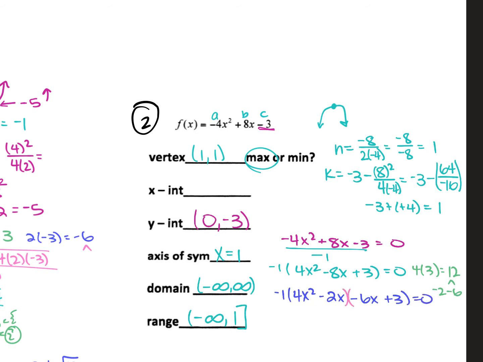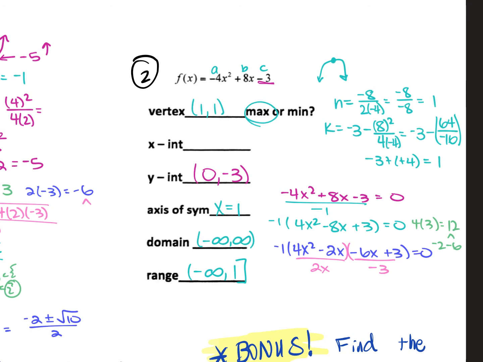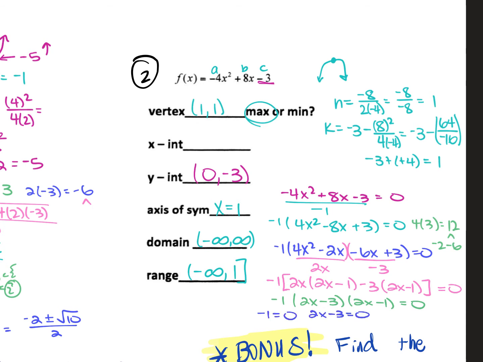If we factor by grouping, factor out a 2x from here, factor out a negative 3 from here. So this gives us negative 1 times 2x times 2x minus 1 minus 3 times 2x minus 1 is equal to 0. So then this is negative 1 times 2x minus 3 times 2x minus 1 is equal to 0. If we set all of this equal to 0, you have negative 1 is equal to 0, 2x minus 3 is equal to 0, and 2x minus 1 is equal to 0.